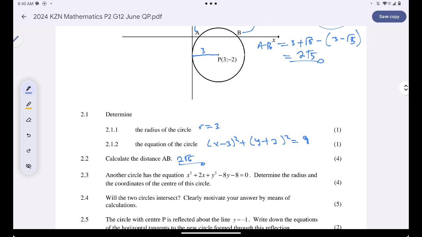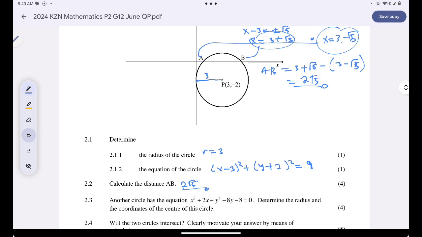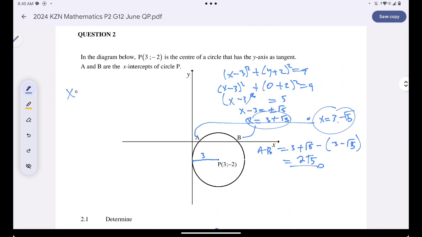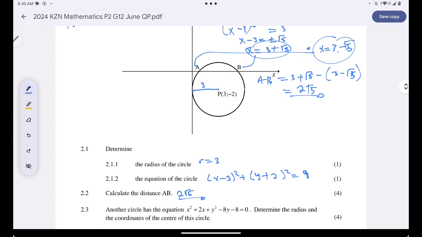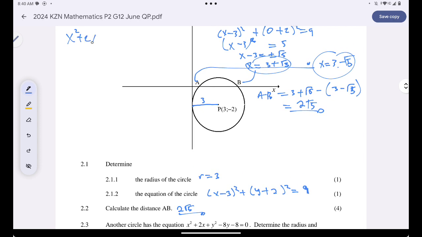Okay, another circle has the equation x squared plus 2x plus y squared minus 8y minus 8 is 0. Determine the radius and the coordinates of the center of the circle. You must complete the square here, né? We have x squared plus 2x plus y squared minus 8y minus 8 is equal to 0. Let me remove everything here.